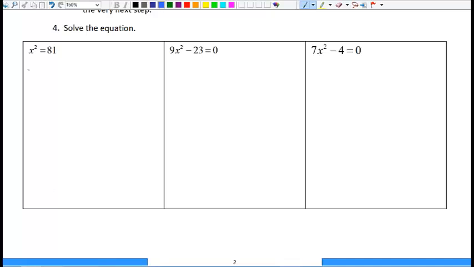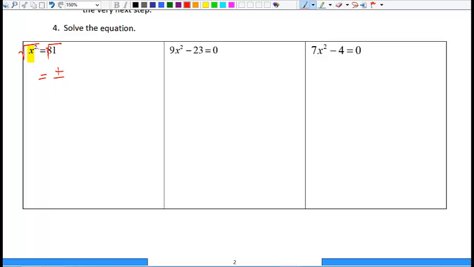So on x squared equals 81, the expression is already x and it's being squared, so it's already in the right form for step 1. Step 2 says to take the square root of both sides. So I'm going to take the square root of both sides. And step 3 says on that very next step, put the plus or minus on the number side, okay?